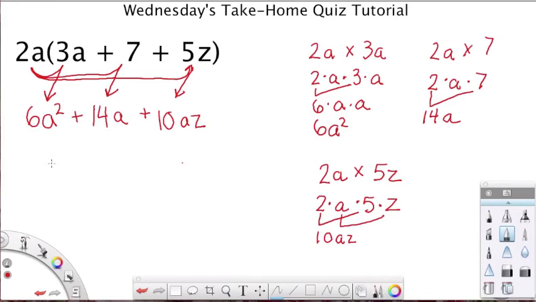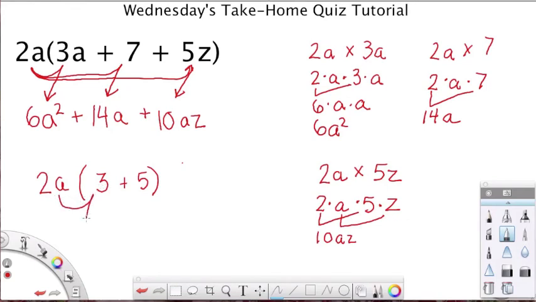Sometimes you will be able to combine like terms. For example, if you had 2a times, let's say, 3 plus 5. And you might have problems like this from time to time. Now, some of you are just going to follow the order of operations and add 3 plus 5, and you'll get 8, and that's fine, and then you get 2a times 8 is 16a, and that's correct. But let's just watch what happens here.